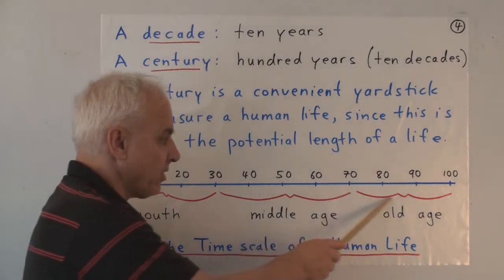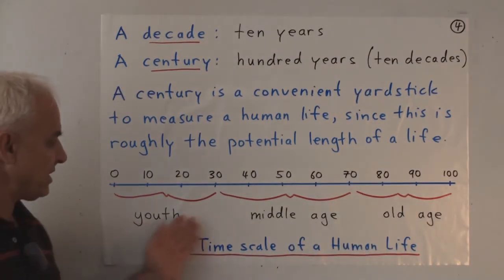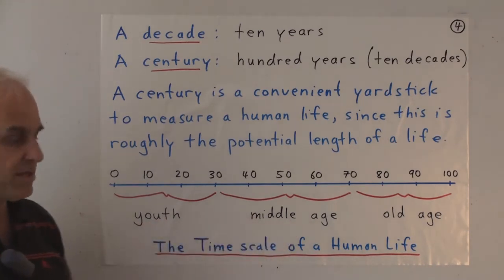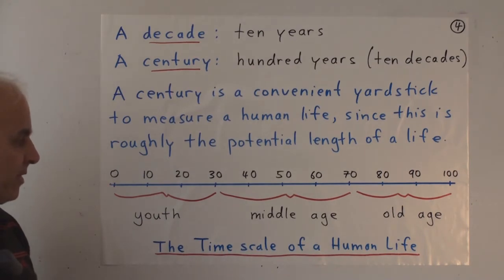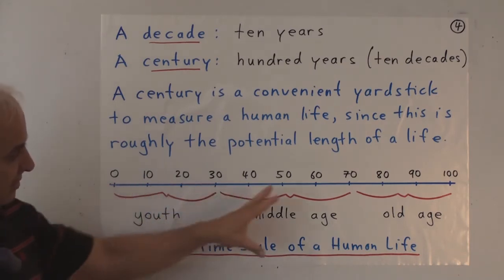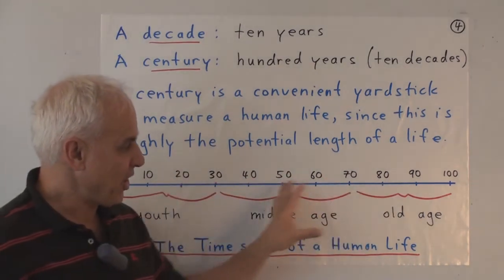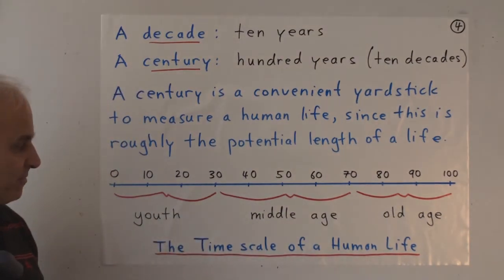And then from 70 onwards, we could say that that's old age. And the names here are just the standard usage. We don't want to imply any kind of judgments about one particular age being better than the other. Although it's probably reasonable to say that modern culture is rather youth-oriented. But as the baby boomers go through, there will probably be more and more of an emphasis on these latter parts of the spectrum. So there's the time scale of a human life.